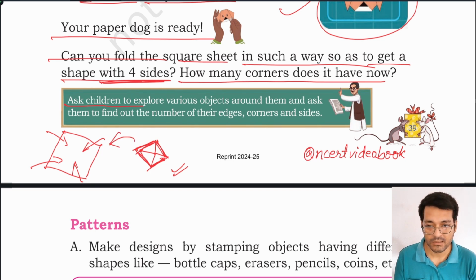Note to the teacher: ask children to explore various objects around them and ask them to find out the numbers of their edges, corners, and sides.